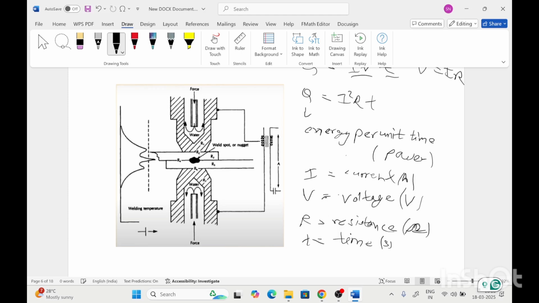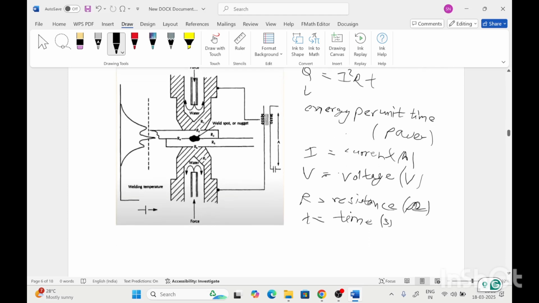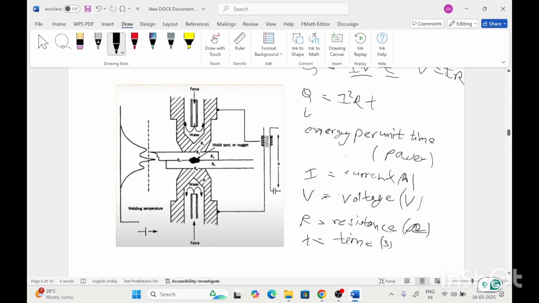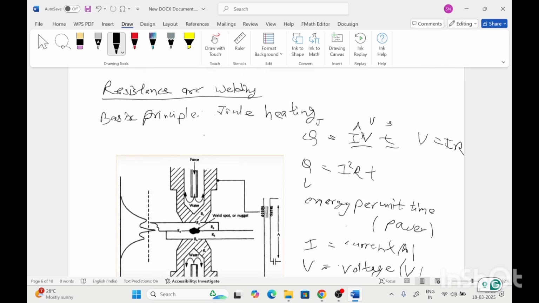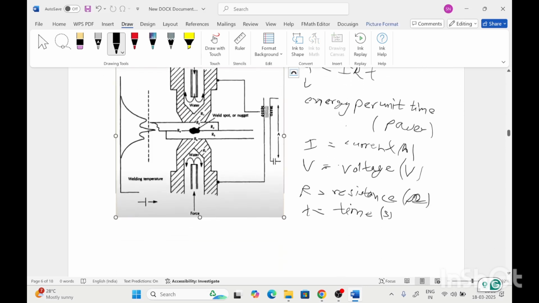in seconds. This is the schematic of resistance welding, generally for resistance spot welding. The resistance in resistance spot welding comes from the contact resistance of the two joining plates. So R is generally the contact resistance between the plates.